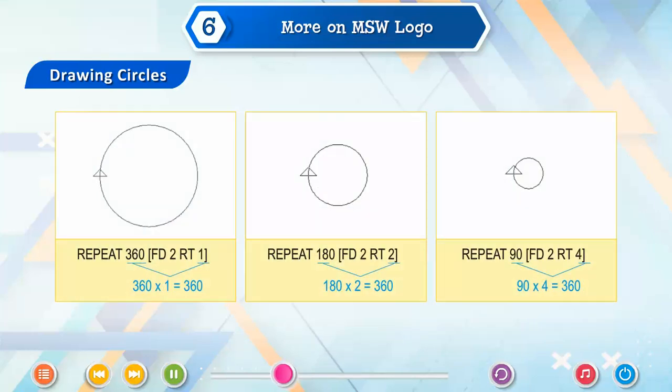Repeat 360 [FD 2 RT 1]. 360 multiplied by 1 is equal to 360. Repeat 180 [FD 2 RT 2]. 180 multiplied by 2 is equal to 360. Repeat 90 [FD 2 RT 4]. 90 multiplied by 4 is equal to 360.